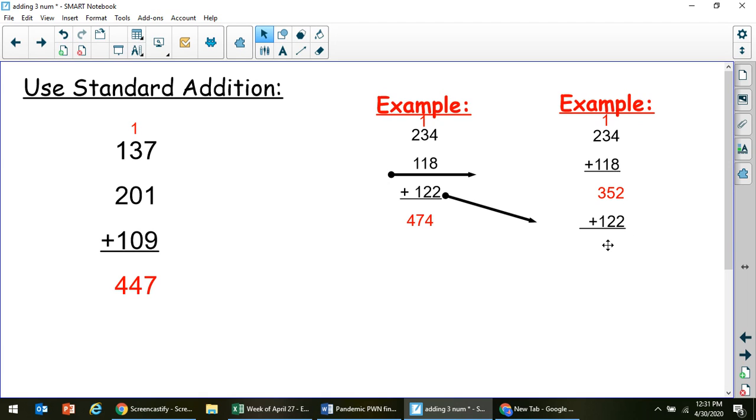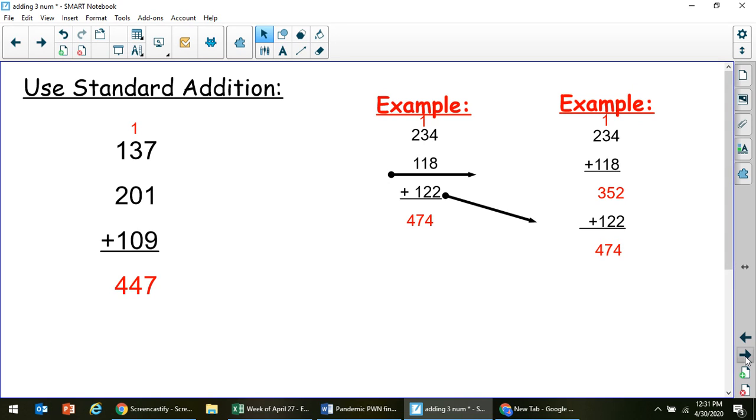2 plus 2 gives me 4. 5 plus 2 gives me 7. And then 3 plus 1 gives me 4. Look at that. I have the same exact answer. I just did it a little bit differently.